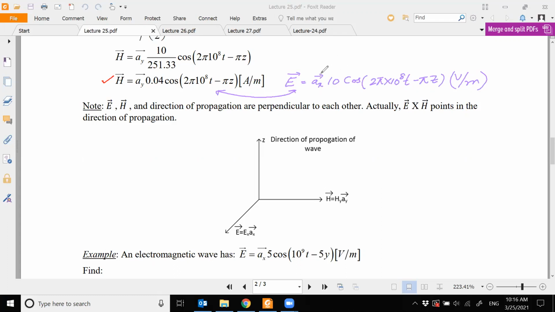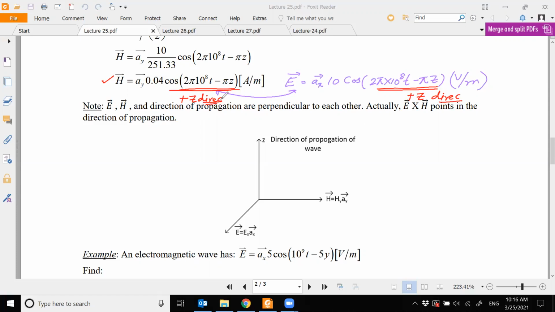First, maybe Mr. Ahmad Al-Ghamdi, can you tell me what is the direction of our magnetic field and what is the direction of our electric field? Yes, positive y. So the first conclusion is, if your electric field is traveling in the positive z direction, then the associated magnetic field also travels in the positive z direction. That means they travel together and in the same direction.